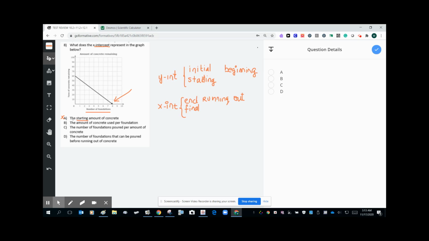Okay, so let's go back to our problem here. So starting, we know that that's going to be the y-intercept, so that's not the answer. The amount of concrete used per foundation. So the keyword here is per, which means slope, so we don't want that one. The number of foundations per amount of concrete. Again, we don't want the word per. The number of foundations that can be poured before running out. Running out is a keyword for x-intercept. So we click letter D.